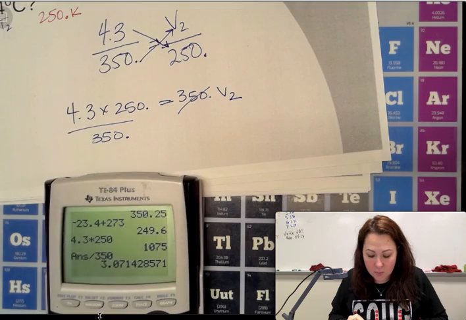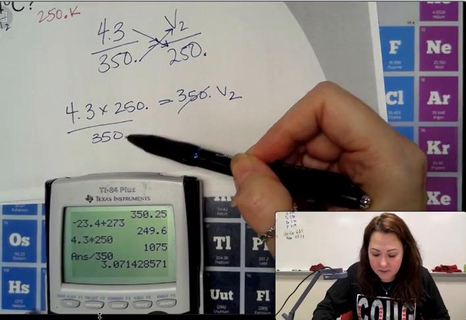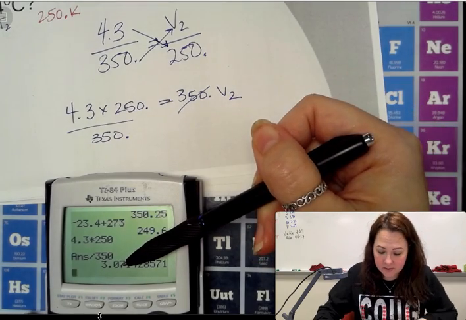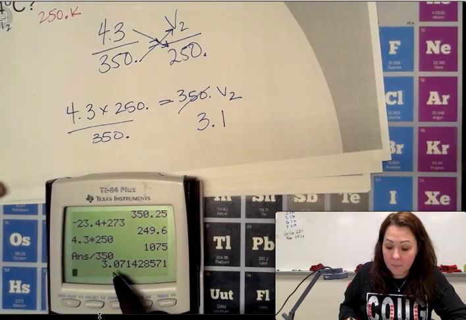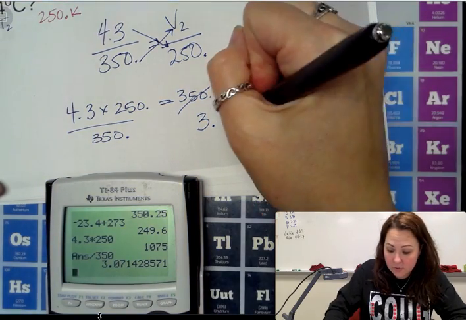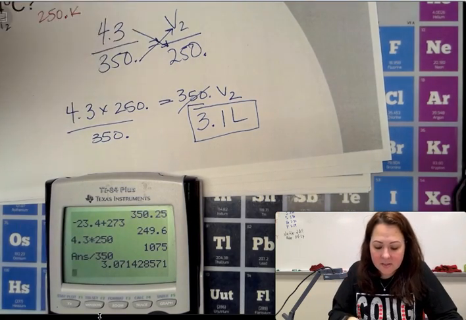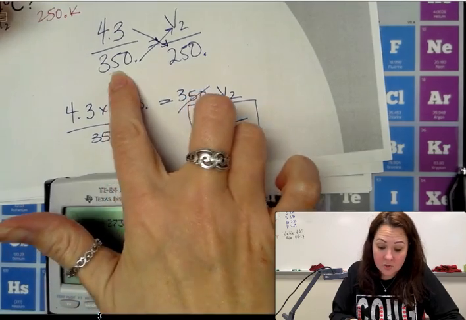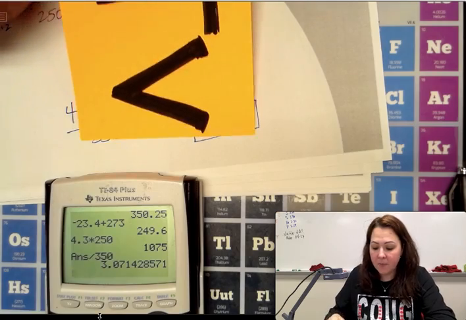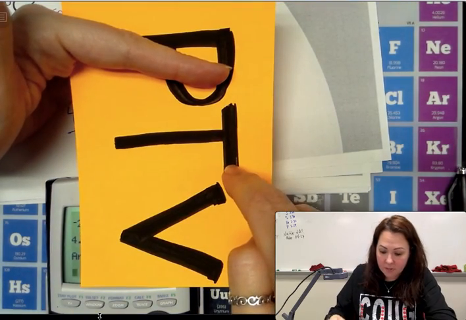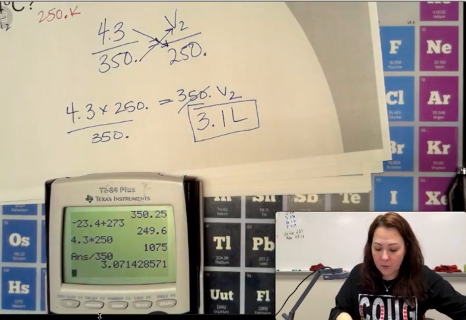My calculator says 3.07. I have 2 sig figs, 3 sig figs, 3 sig figs, so this needs to go to 2 sig figs. So I get 3.1, because the 7 makes the 0 go up. And then my volume is always in liters. Volume is always liters, temperature is always Kelvin. To see if that answer makes sense, my temperature decreases. It starts at 350, it goes to 250. If I hold my pressure constant and I look at my PTV card, my temperature went down, so did my volume, so that made sense. It started at 4.3 and now it's at 3.1.